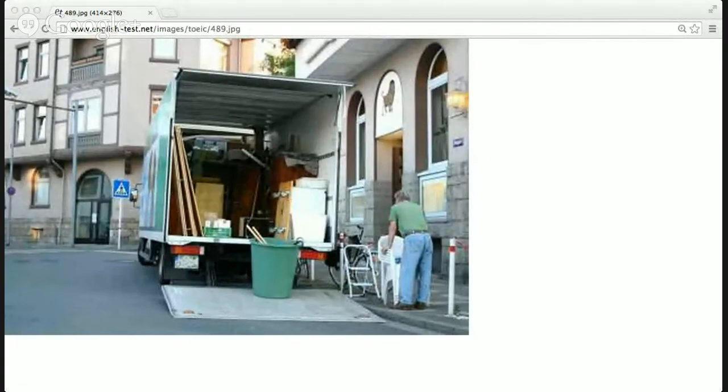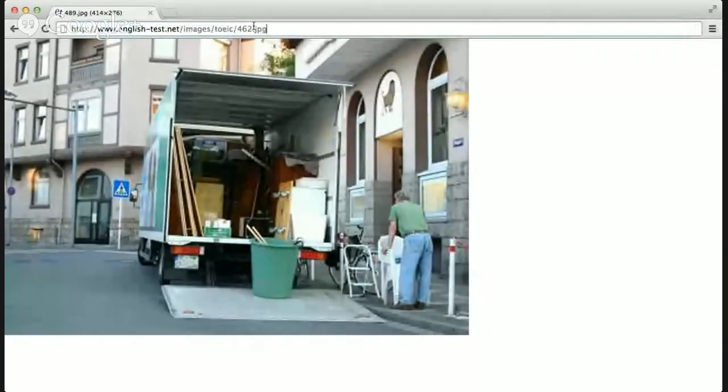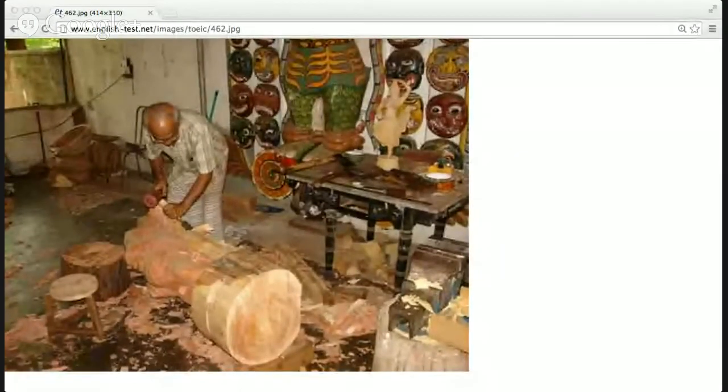All right, let's go to Heidi. All right, Heidi, this is your picture. Okay, Heidi. What do you see in this picture? What's going on?